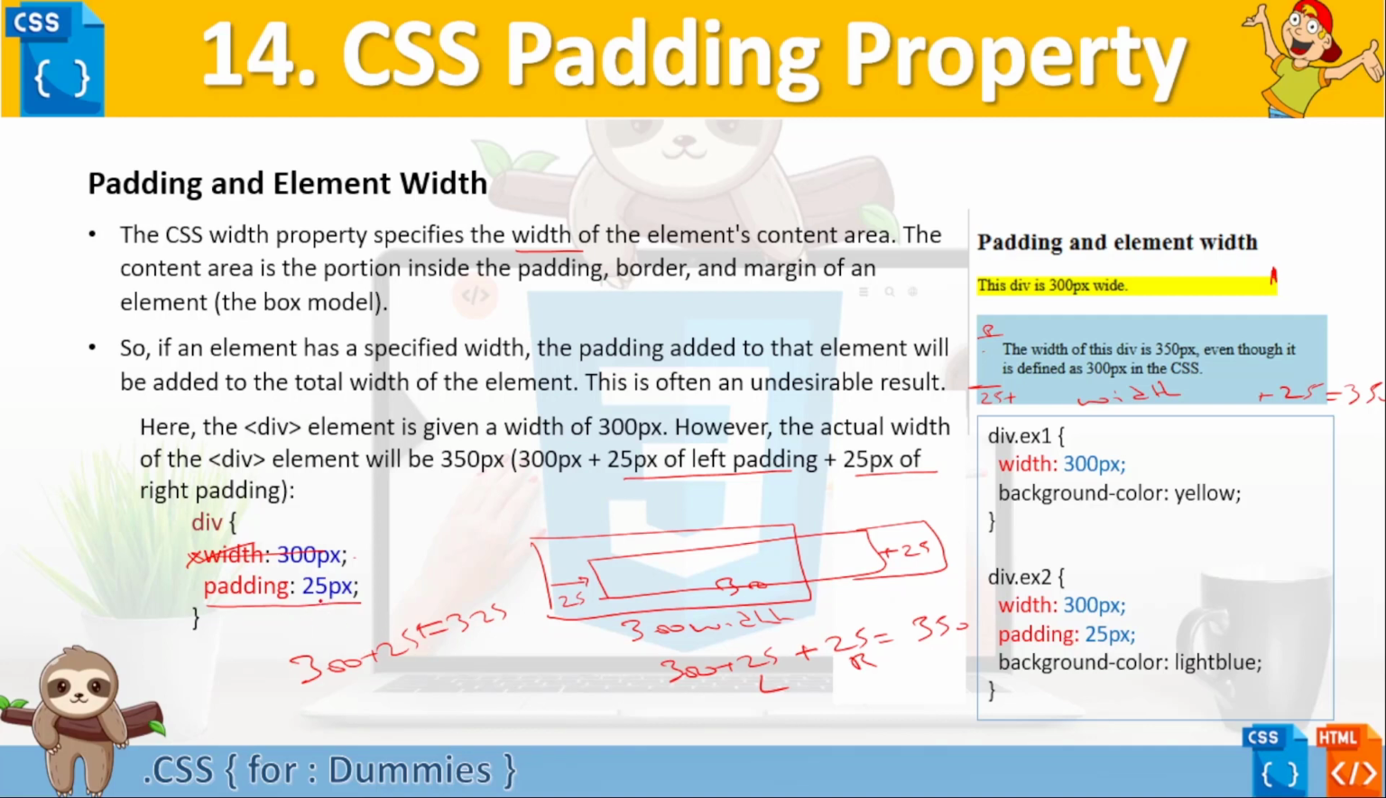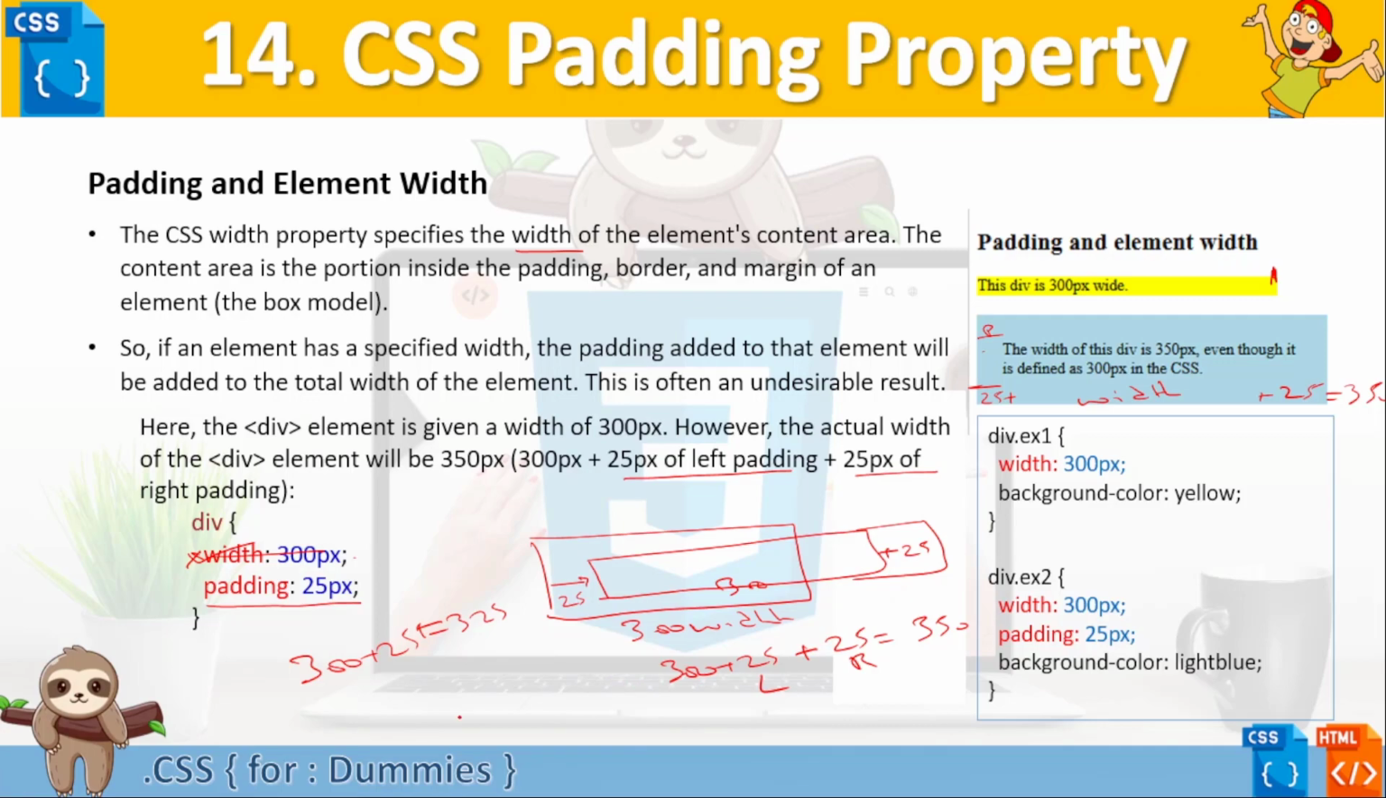But remember, this basically means this property will add 25 pixels on the left and 25 pixels on the right as well. So on both axes, 25 has been added. So basically, it will add 25 on the left as well as 25 on the right. Now you get a 350 pixel width. Let me show you what exactly I mean by this in code, and then hopefully we will understand it in a better way.